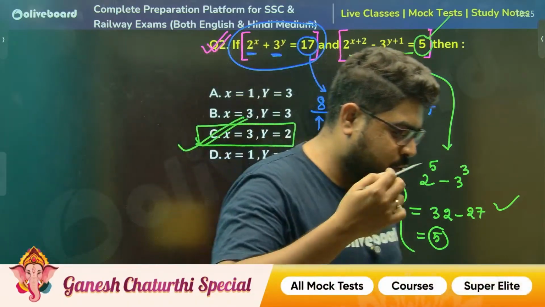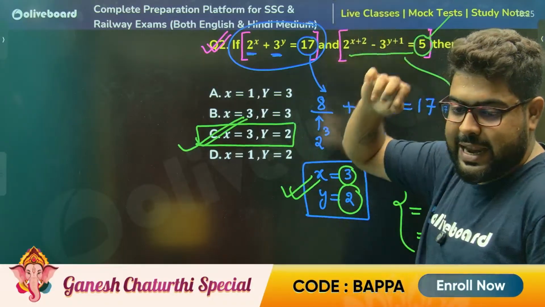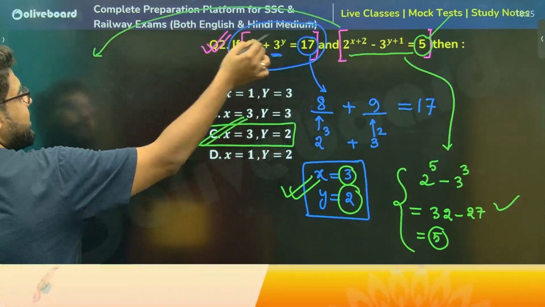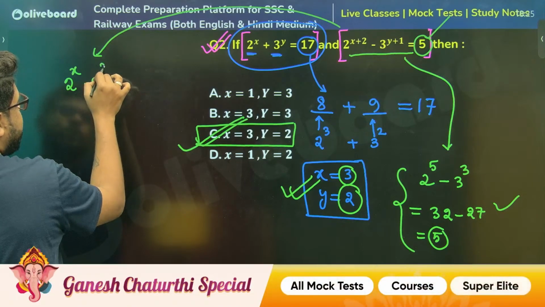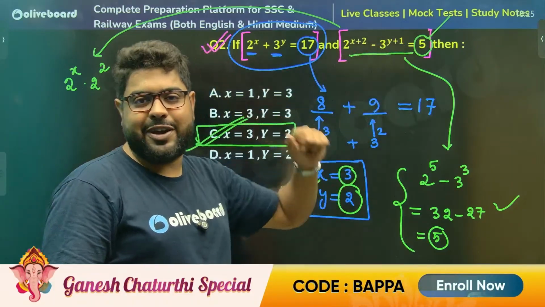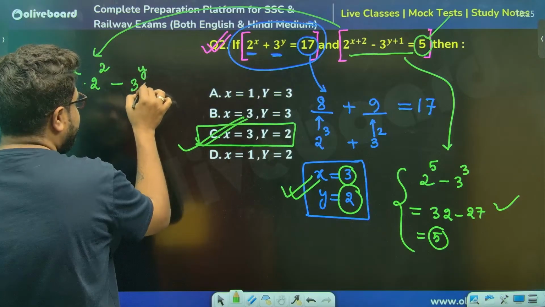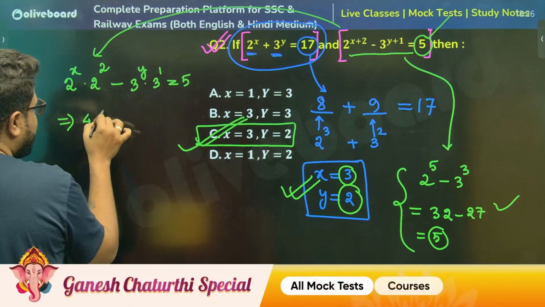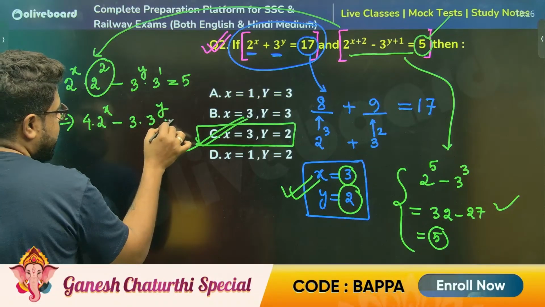But again, if you want to do it not like this, let's say I'll solve it normally. See how big it can get. Take the second equation, 2 to the power x plus 2. I can write 2 to the power x into 2 to the power 2, sir. A to the power m plus n is a to the power m into a to the power n, minus 3 to the power y plus 1, 3 to the power y into 3 to the power 1. Meaning, sir, 4 into 2 to the power x, minus 3 into 3 to the power y, is equal to 5.